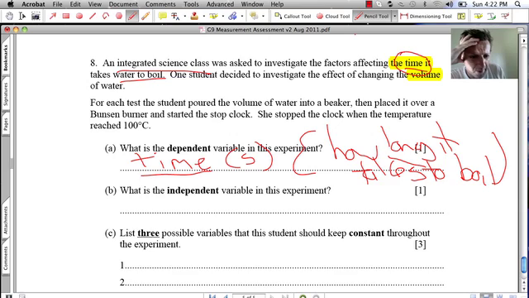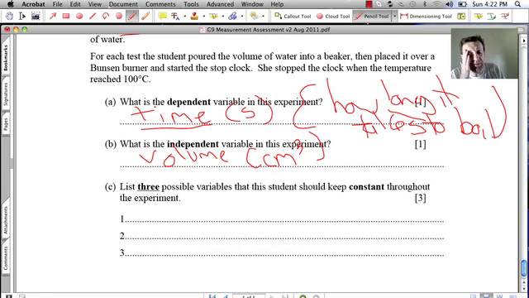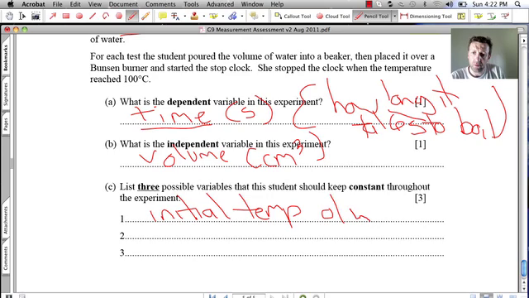Okay, what's the independent? So what was this lad changing again? Oh, it was changing volume. Probably in cm cubed. Alright, 1 mark for each. List 3 possible variables that should be kept constant. So what other things could be affected? Well, probably the initial temperature of the water. Because if the water was hotter to start with, it wouldn't take as long to boil.